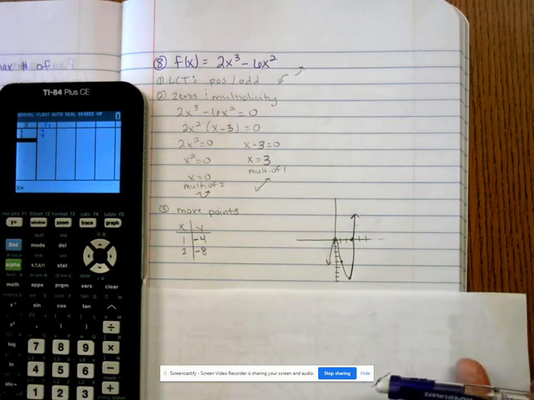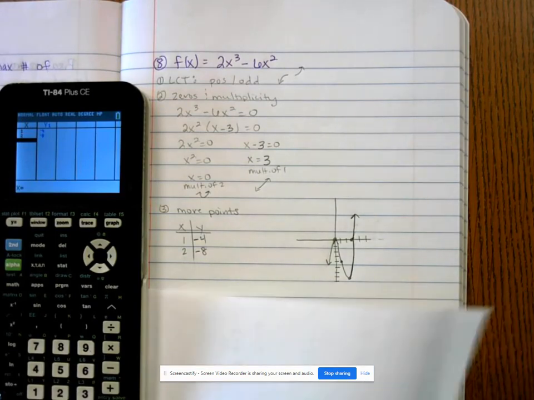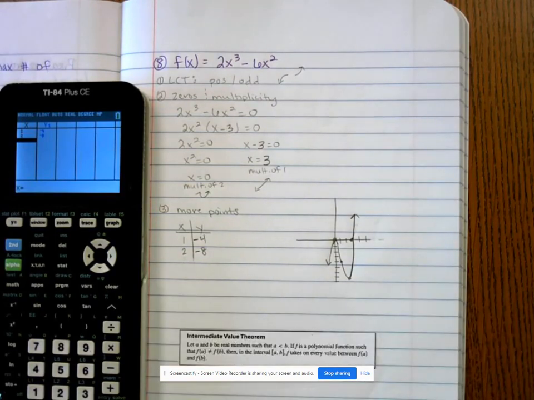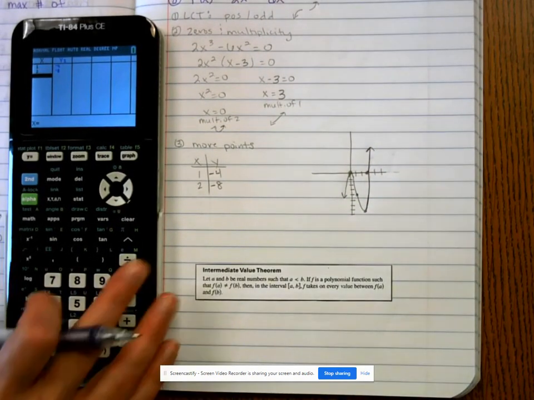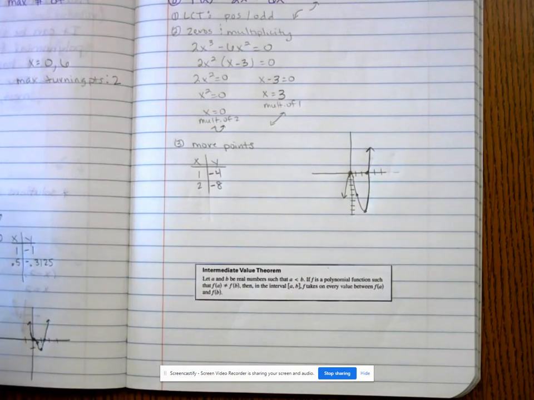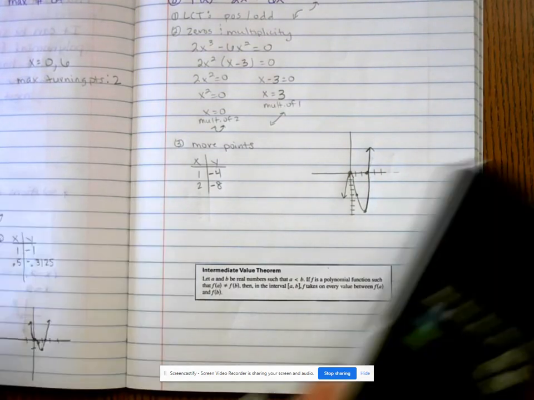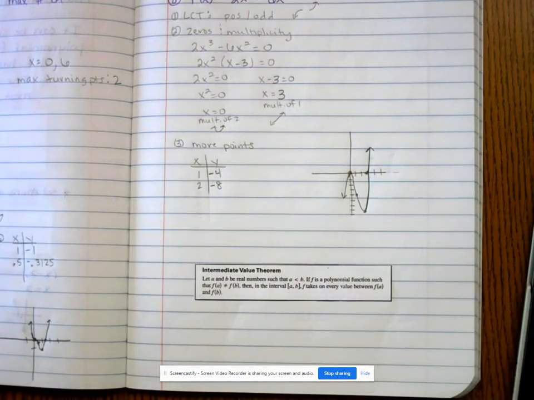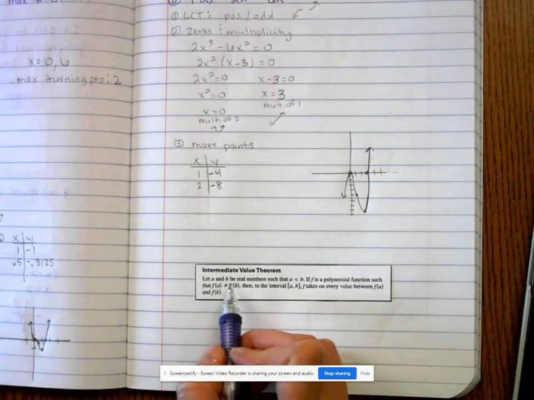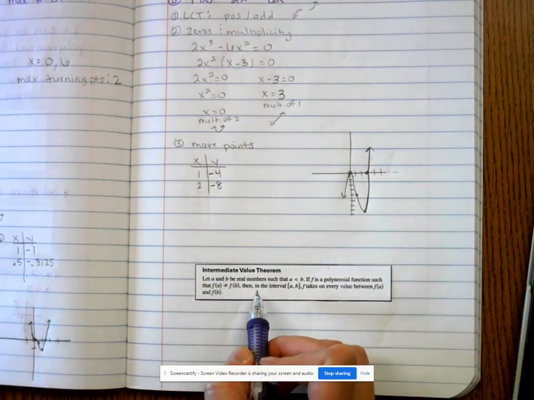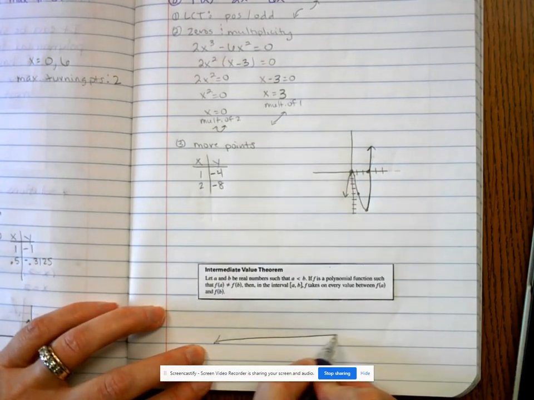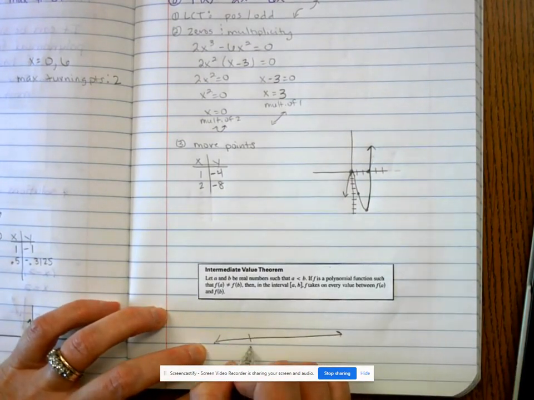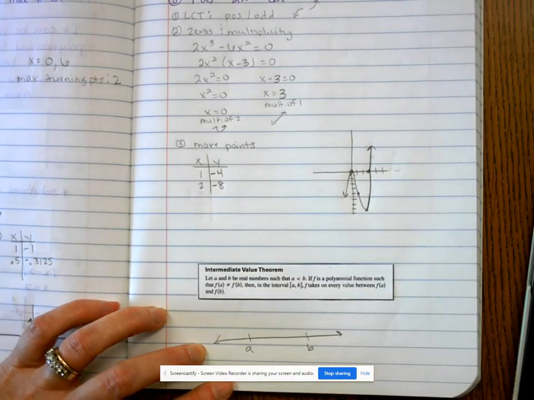Alright, the last little thing that's in this section is the intermediate value theorem. We're going to talk about it. We're not going to do any problems that relate to it. We're just going to understand the common sense that the theorem is actually saying. So this says that if you have A and B are real numbers where A is less than B. So if we're on a number line, we have A is less than B.